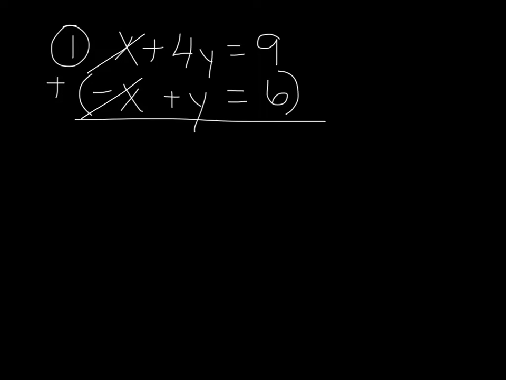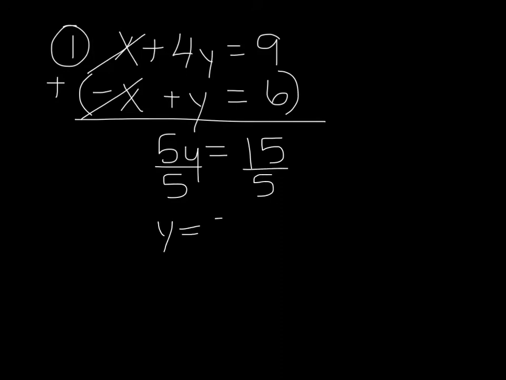Then we have 4y plus y gives me 5y, and 9 plus 6 gives me 15. Divide by 5, and y is equal to 3. So there's your first value. This elimination process works really nicely if you have a variable that will cancel out just by adding the two equations.